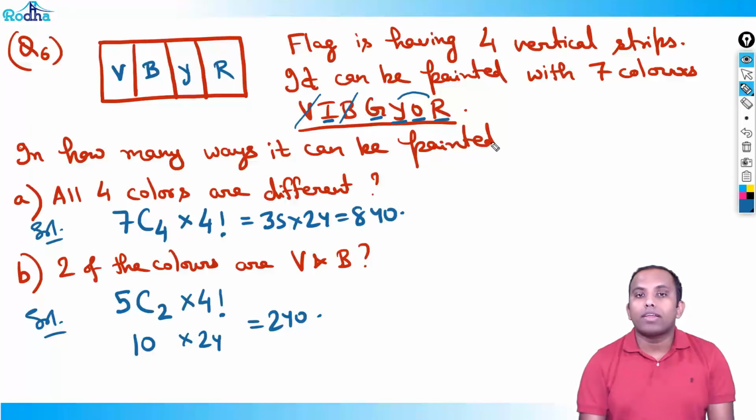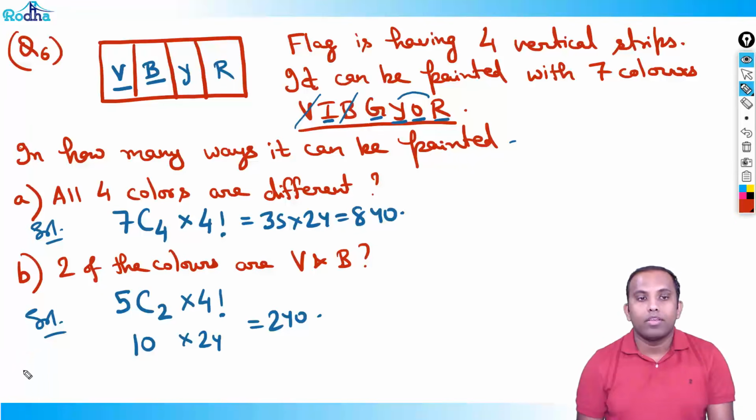So in how many ways can the flag be painted when 2 of the colors are violet and blue? Violet and blue are the 2 fixed colors now. So from the other 5 colors, I can pick any 2 colors in 5C2 ways, obviously, and then 5C2 into 4 factorial, because this gets shuffled in 4 factorial ways.